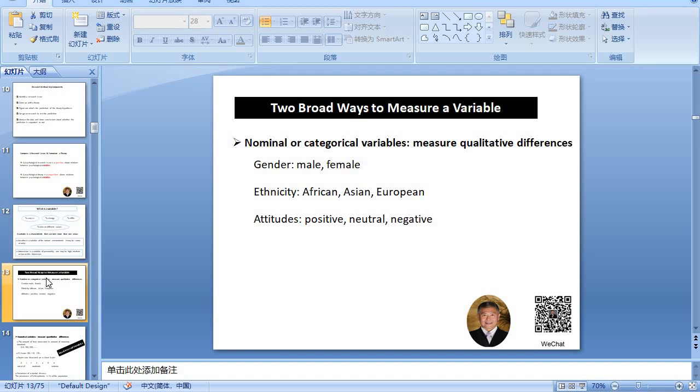These are qualitative differences. You cannot do math on these values. You cannot add them. You cannot subtract. These are qualitative differences. Ethnicity is a categorical variable. It has different values: Asians, Africans, Europeans, etc. Attitudes can be measured as a qualitative or categorical variable. For example, we can have a positive attitude toward social distancing. We can have a neutral attitude, or we can have a negative attitude towards social distancing, or any object.